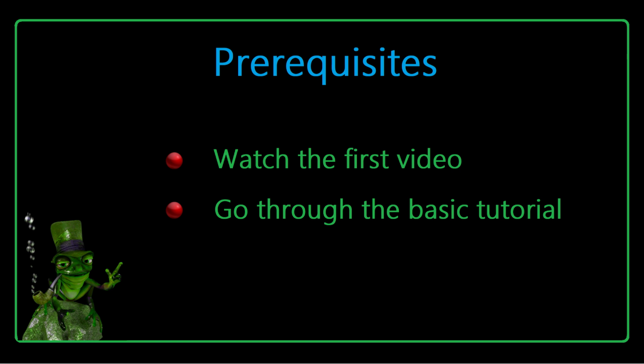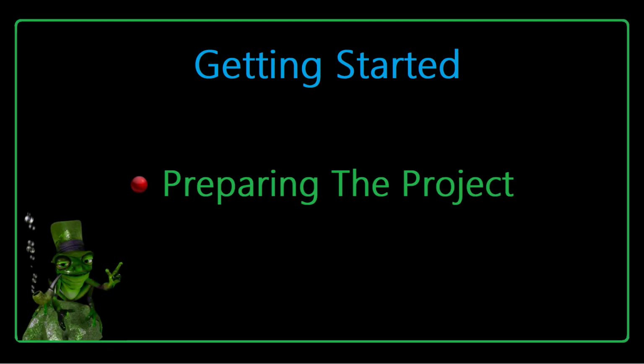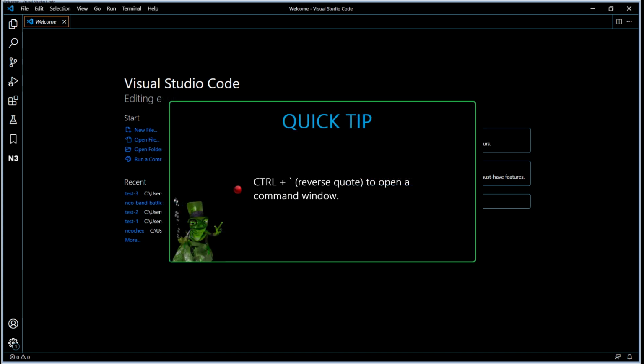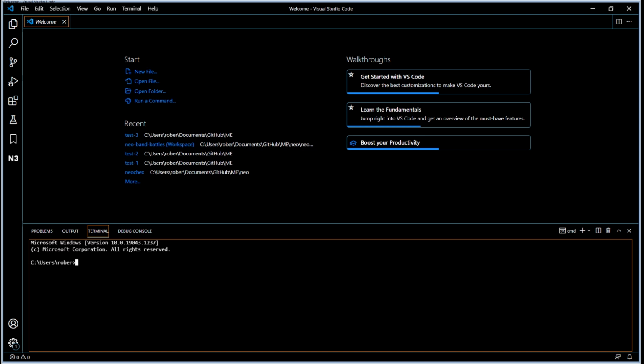Ready? Then let's begin. Now that you have gone through the C# smart contract basic tutorial, it's time to start coding. Run Visual Studio Code now. To open a command window inside of Visual Studio Code, on Windows, use the Ctrl plus reverse quote keyboard shortcut. This opens up a command window that we will use now to create and initialize our project.